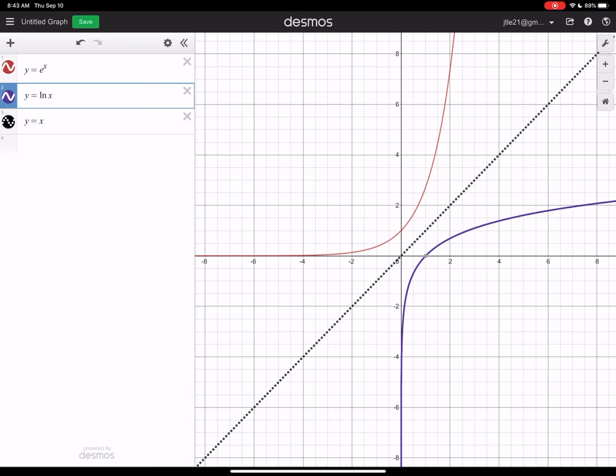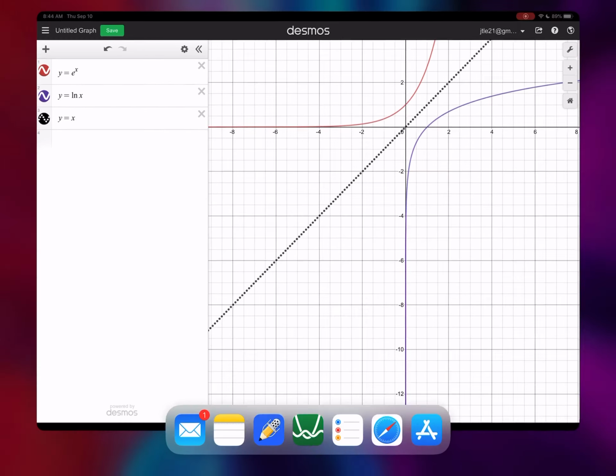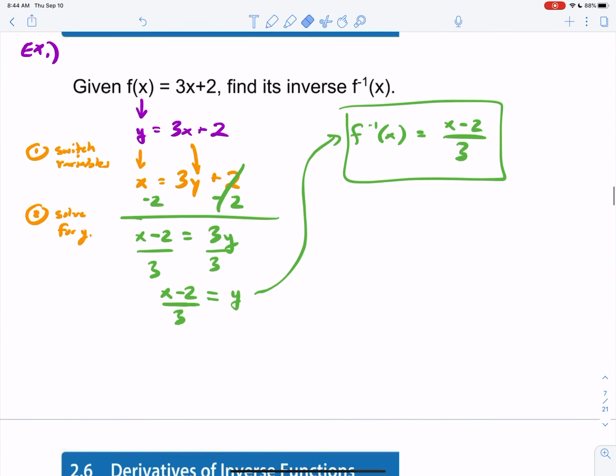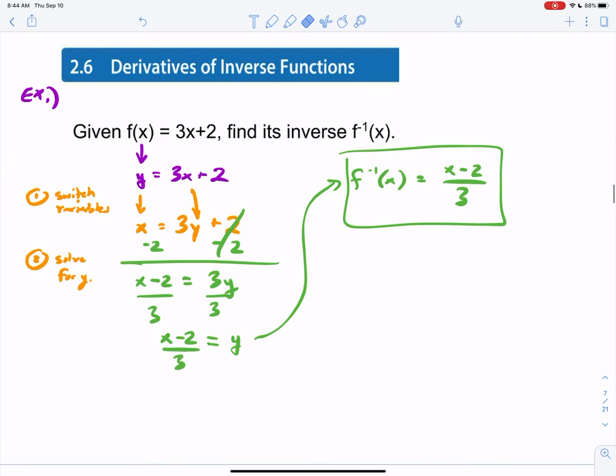So even more so, I want you guys to think about what that very first step was. So let's go back real quick. What was the very first step to finding an inverse?